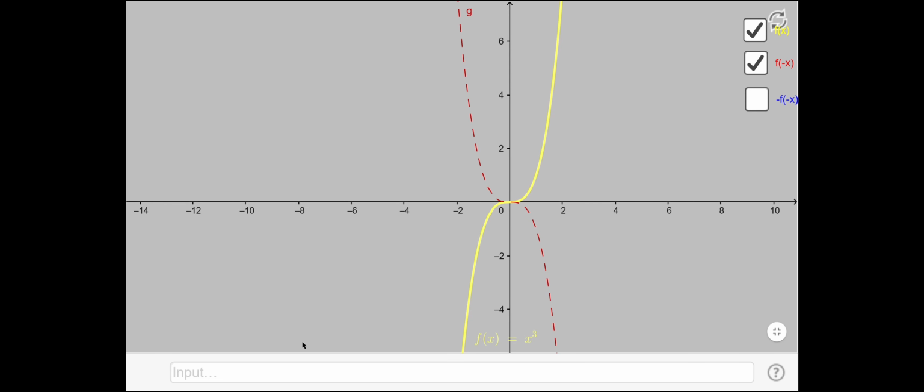So what that is telling me, at least graphically, is that f of x equal to x cubed is not an even function. If it were an even function, when I reflected the graph in the y-axis, I would get back the same graph. And in this case, I do not get back the same graph. So f of x equal to x cubed is not an even function.